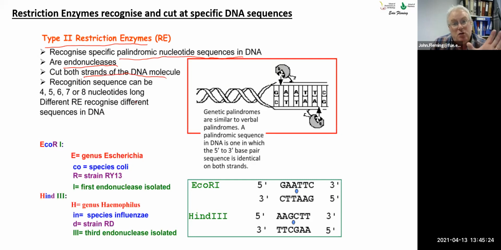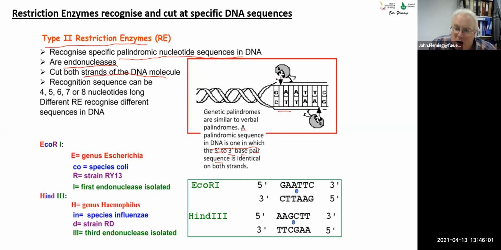They do so by recognizing specific palindromic nucleotide sequences, and depending on the restriction enzyme, they can recognize sequences that are 4 nucleotides long, 5, 6, 7, 8; the specific recognition sequence varies depending on the restriction enzyme. A palindromic sequence in DNA is one in which the 5' to 3' base pair sequence is identical on both strands.